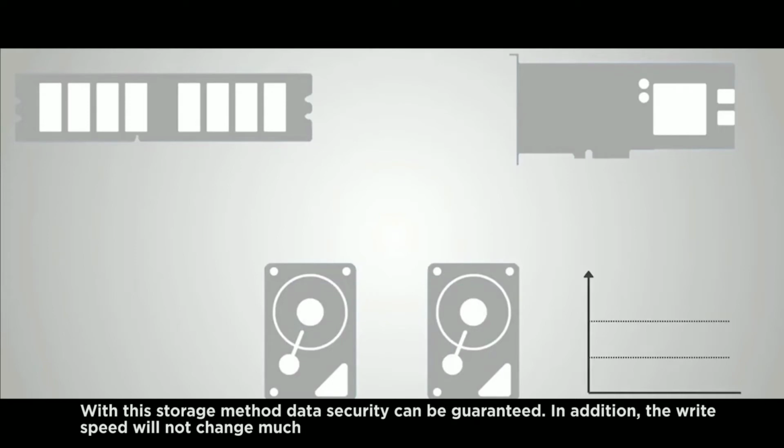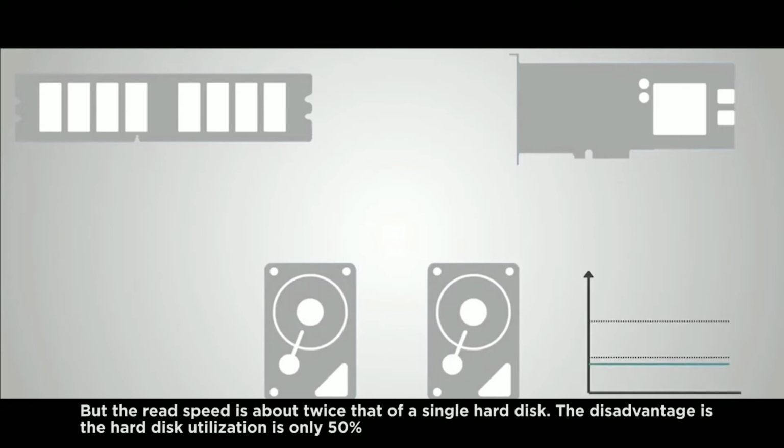In addition, the write speed will not change much, but the read speed is about twice that of a single hard disk. The disadvantage is that the hard disk utilization is only 50%.